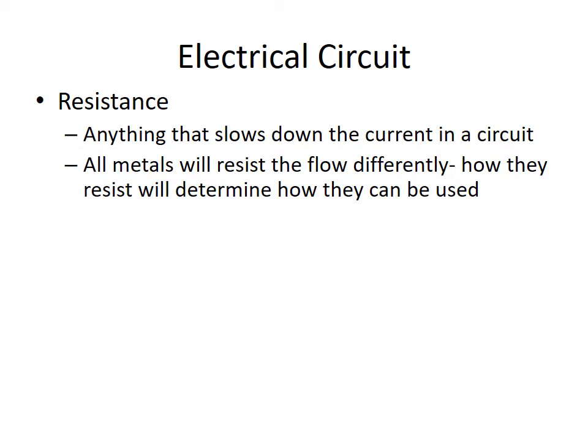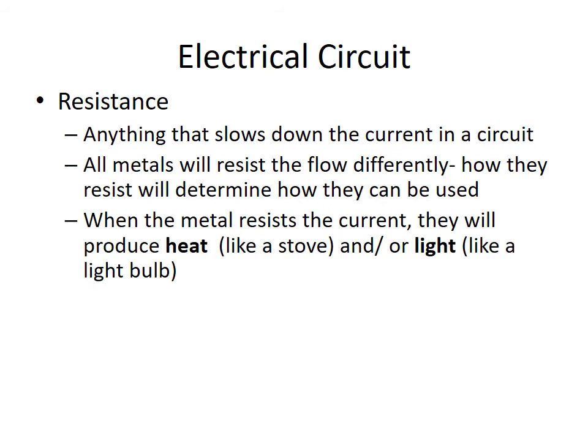So all metals resist the flow of current differently. They're all going to be different. They're not all made the same. How much they resist will determine whether they can be used or how they will be used. Most of the time, if you take just any wire that is being used in an electrical device and you strip back the covering that protects us, you're going to find copper wire. Copper is often used in electrical circuits because it is low resistance and it doesn't get very hot. And then it's also light.